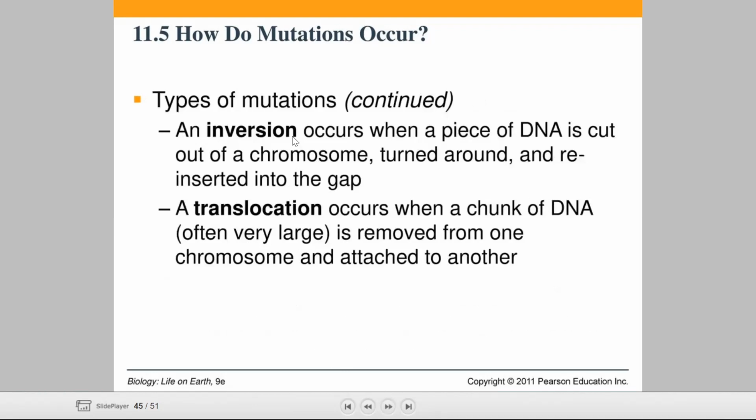Now, and then other types of mutation. Inversion occurs when a piece of DNA is cut out of a chromosome, turned around, and reinserted into the gap. And then the second type of mutation is called translocation. It occurs when a chunk of DNA, often very large, is removed from one chromosome and attached to another, and it can be in flipped position. For example, 1, 2, 3 now becomes 3, 2, 1 because now it is flipped.